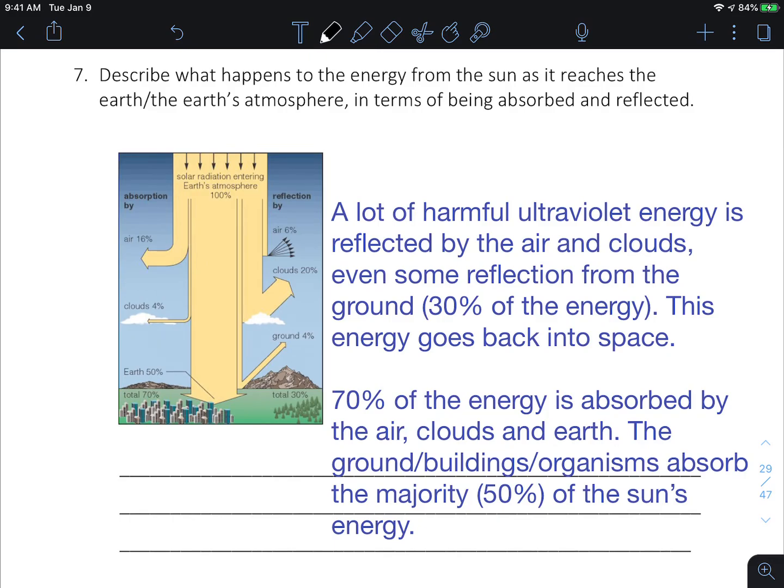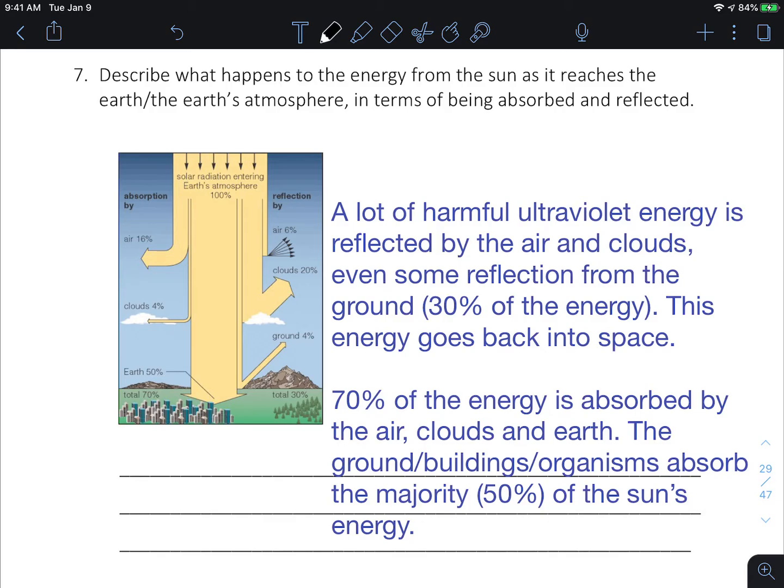Okay, describe what happens to the energy from the sun as it reaches the Earth's orbit and the Earth's atmosphere, in terms of being absorbed and reflected. That's to do with the picture that we see here. In this picture, you can see that a lot of the harmful ultraviolet radiation gets reflected, and some of the radiation, including the visible and the infrared, gets reflected by the air, by the clouds, by the ground. That adds up to about 30% of the energy from space. So from the sun, 30% of that energy is turned away simply by hitting the ground, the clouds, and the air.